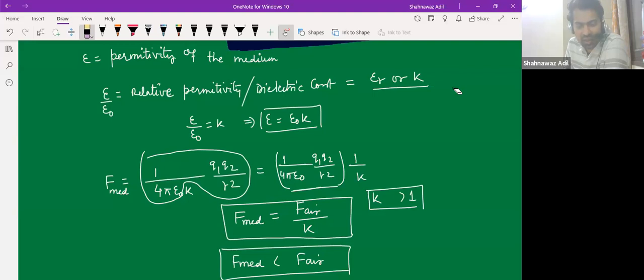In the next class, we'll talk about the superposition principle. Have you guys done the vectors part before? The addition of vectors, resolution of vectors, dot product, cross product, all these things. Do you remember, or do you want me to just revise those? Because in the superposition, let's say we talked about two charges.